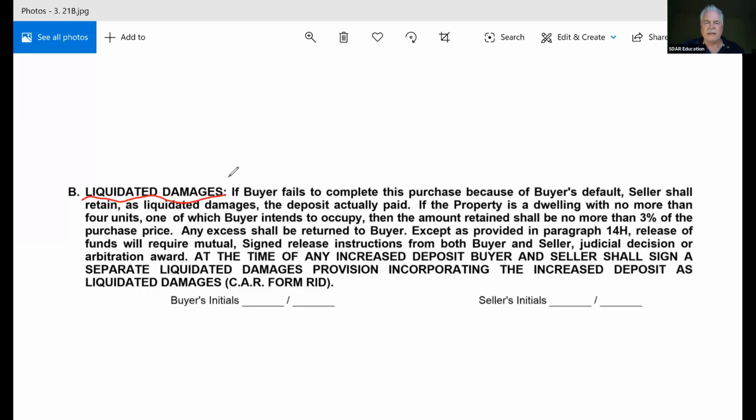And again, as we break into the component parts, and I'm looking at my clock and I'm going, how am I going to do this in another hour? So okay, if the buyer fails to complete this purchase because of the buyer's default, this is a remedy for the seller, a remedy against the buyer, the seller shall retain as a liquidated damage, and you can Google that and you will see that that's a number. We're going to talk about how they arrive at the number, where that comes from, the deposit actually paid. So in this case, if the buyer defaults, because of something the buyer did, then the seller gets to keep the deposit.